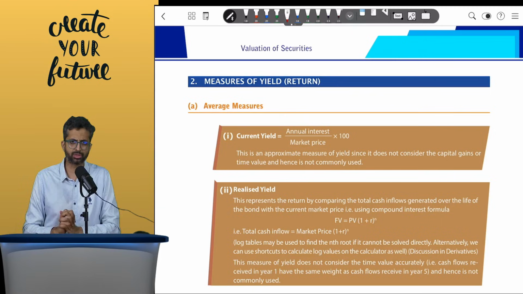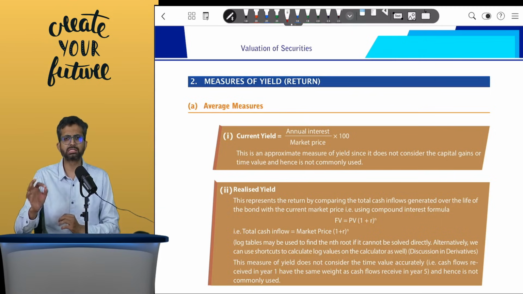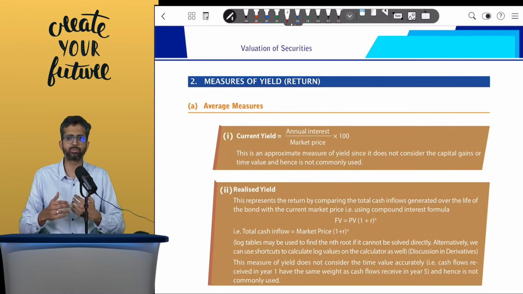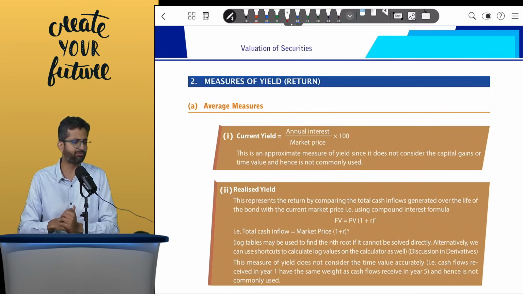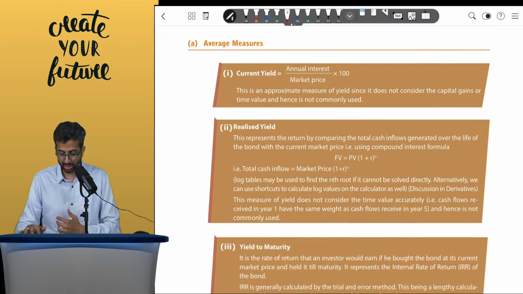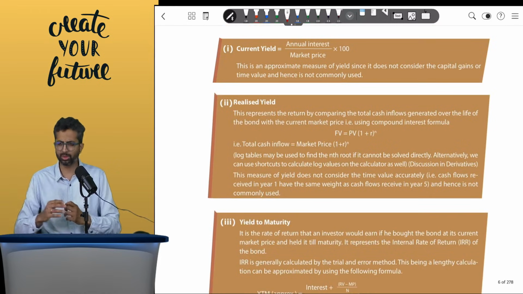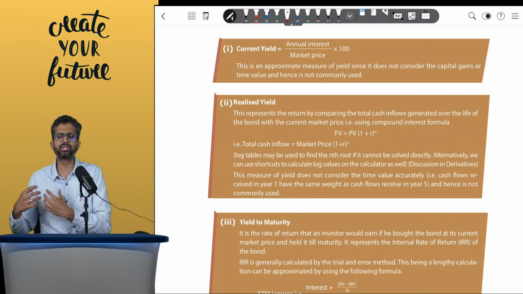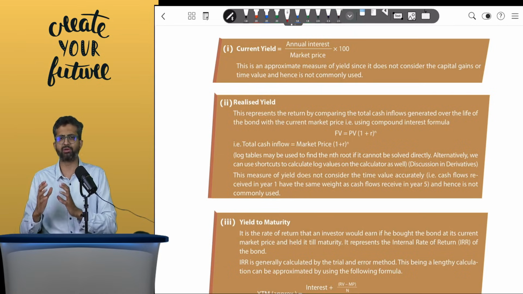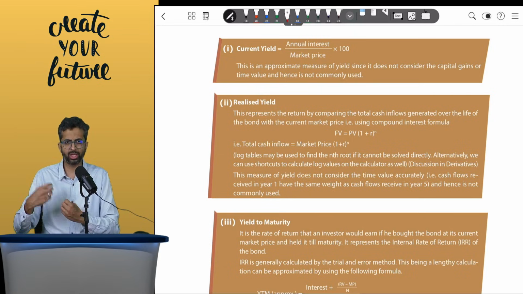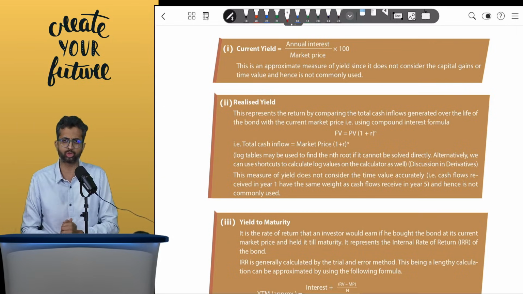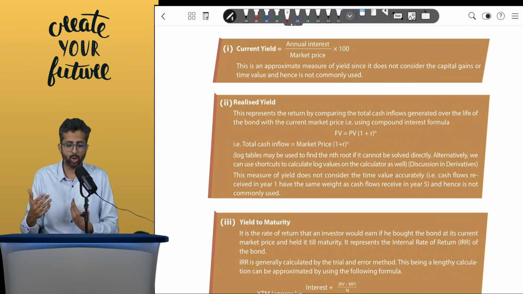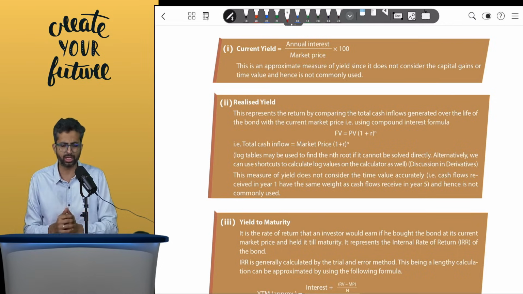Next is the measures of return. There are three measures of return. First is the current yield, that is interest upon price. This is the most crude measure, and the drawback of this measure is that it excludes capital appreciation and it also excludes the time value adjustments. Second is realized yield, where you use the compound interest formula, where you say that the total proceeds that you receive, that is interest plus the principal value, should equal the price into (1 plus r) raised to n, where r can be found and that r will be the realized yield.